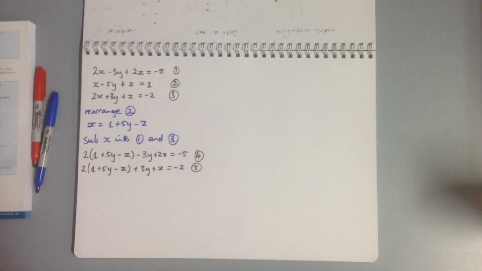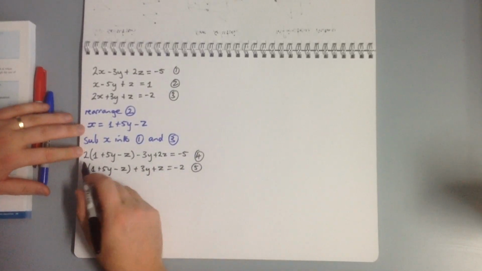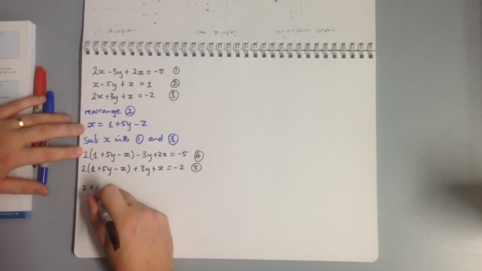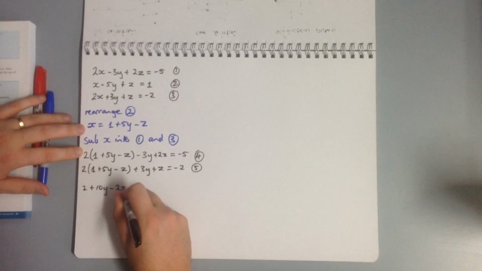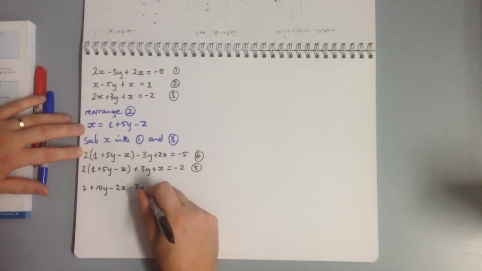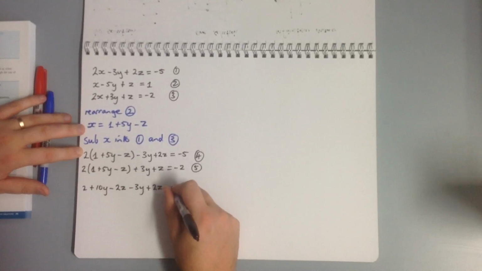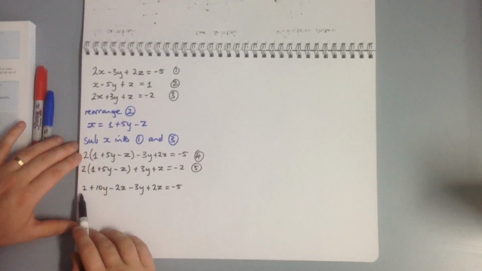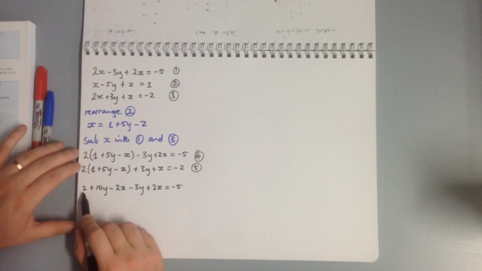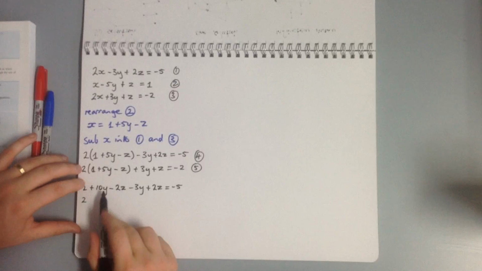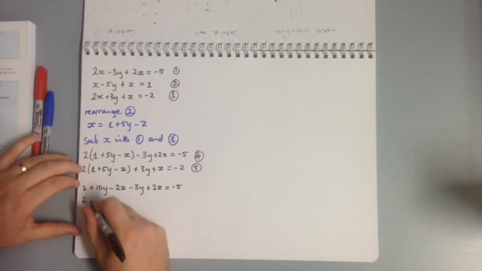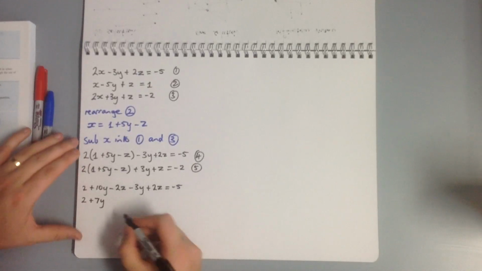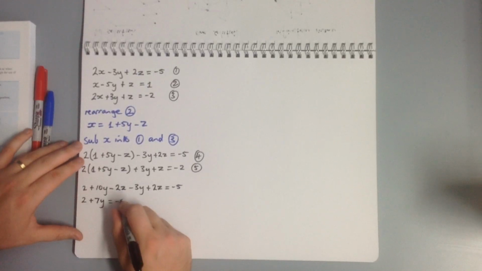Okay, what we're going to do is expand out the brackets in both of these. So we'll deal with 4 first. So we'll go 2 times 1 is 2, plus 10y, take 2z, take 3y plus 2z equals minus 5. Okay, so then we can simplify this. We'll leave our 2 here at the moment. 10y take 3y gives us 7y, and minus 2z plus 2z actually gives us 0, which equals minus 5.